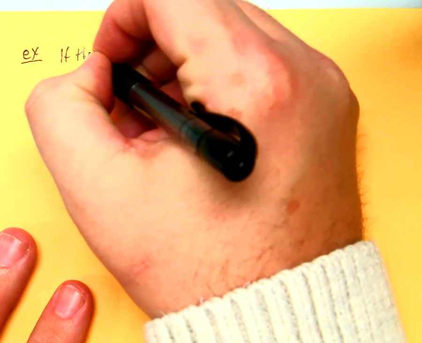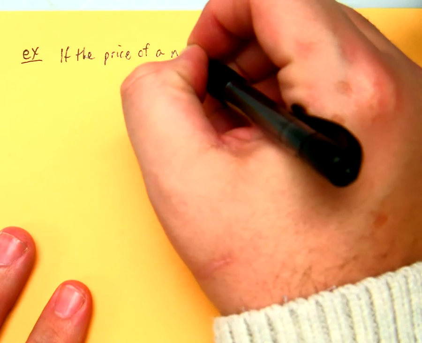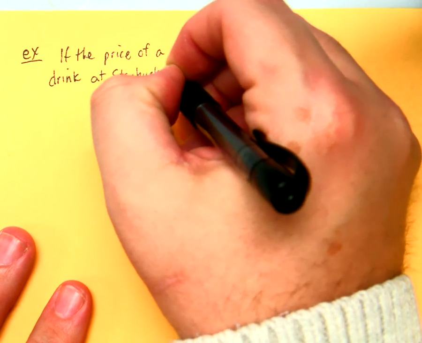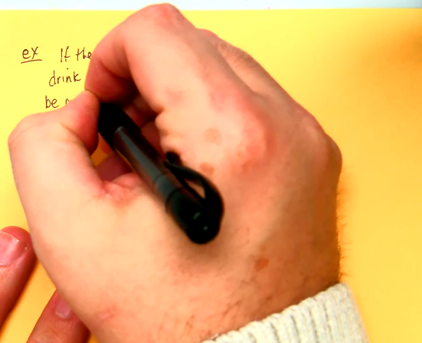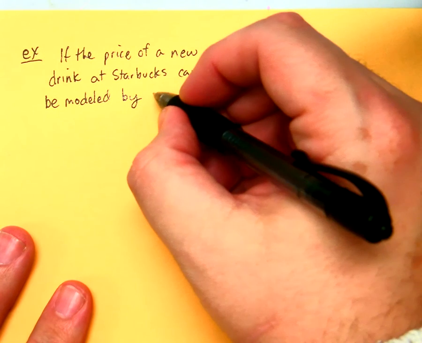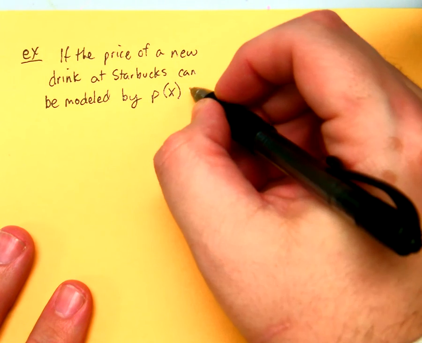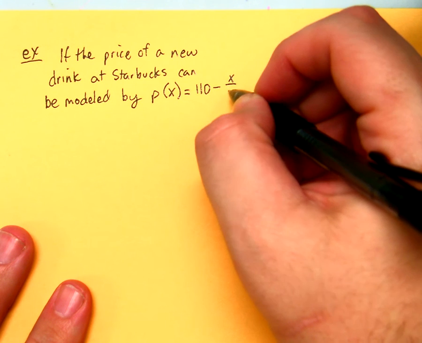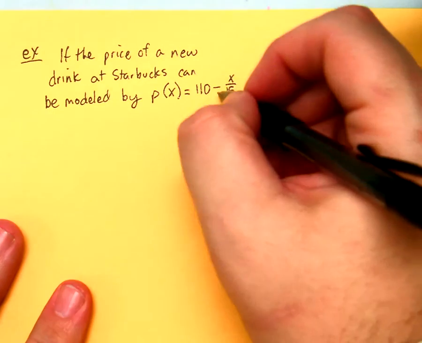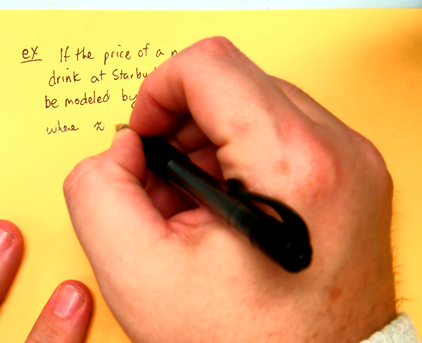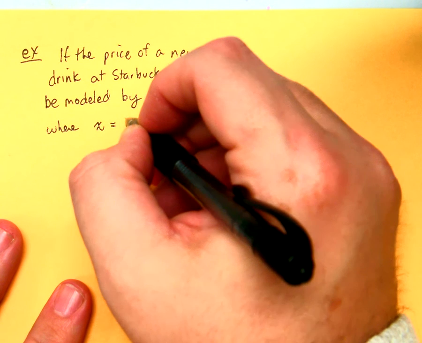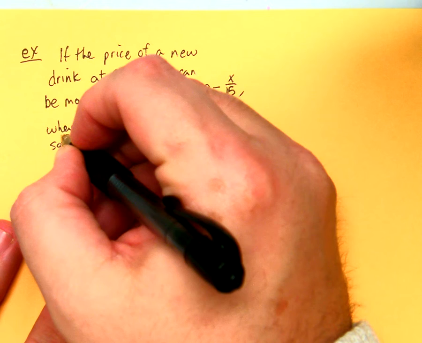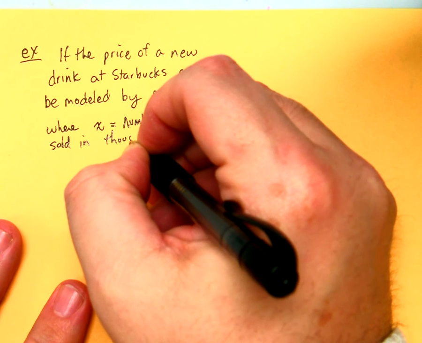Alright, if the price of a new drink at Starbucks can be modeled by P of X equals 110 minus X over 15, where X is equal to the number of cups sold in thousands.